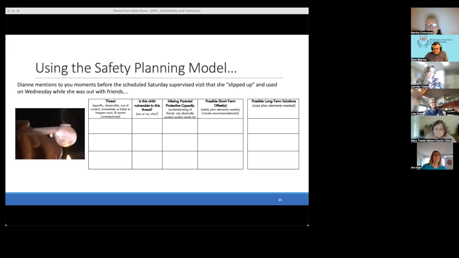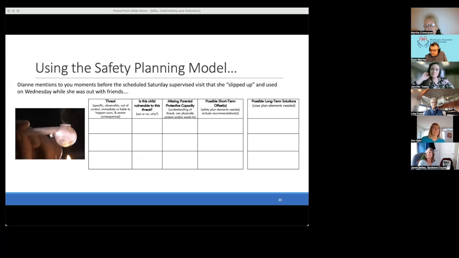Welcome back, everyone. Is it a threat? Anyone? I would say no. I got a no. Anyone say yes? No one said yes. All right, Martha, why is it a no? Well, the criteria is specific, observable, out of control, immediate or liable to happen soon, and severe consequences. Based upon the information provided, it doesn't meet all that criteria. Yeah, specifically timely, right? And there's nothing observable.